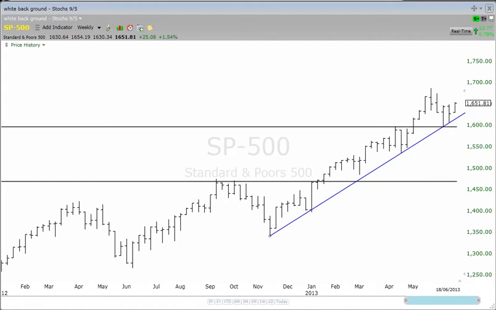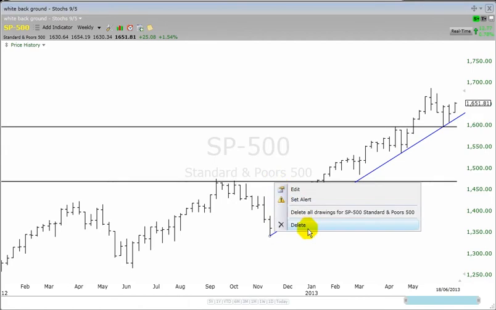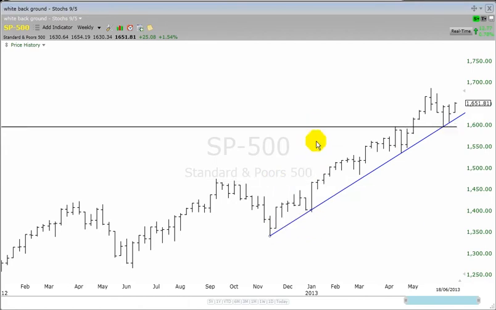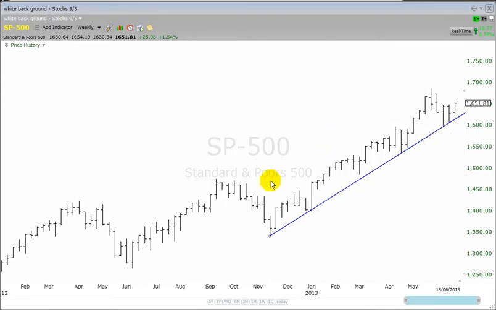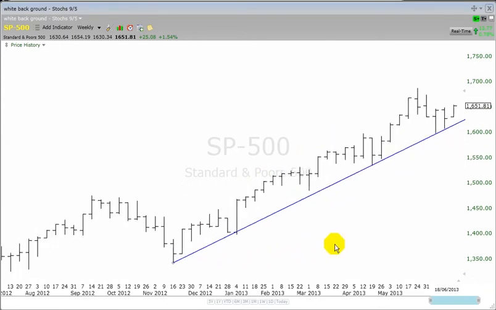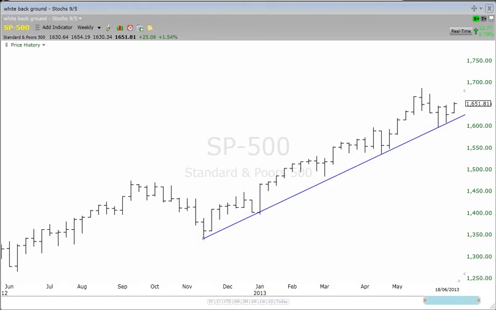Okay, so the first thing I want to talk about is using trend lines on the weekly chart. Right now we're looking at the S&P 500. We just simply got a blank chart. Let's delete that there, and let's just keep this real simple. As we can see, we have this bottom point down here. We're looking at the weekly chart now, and all we're going to do is simply connect the dots.